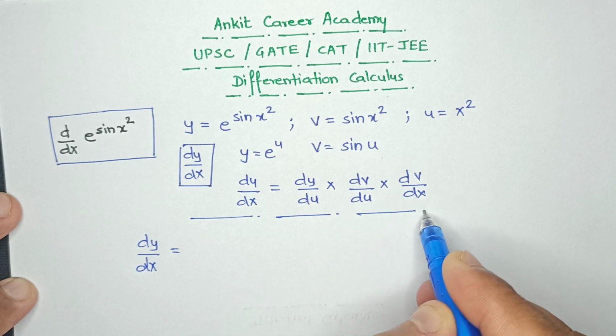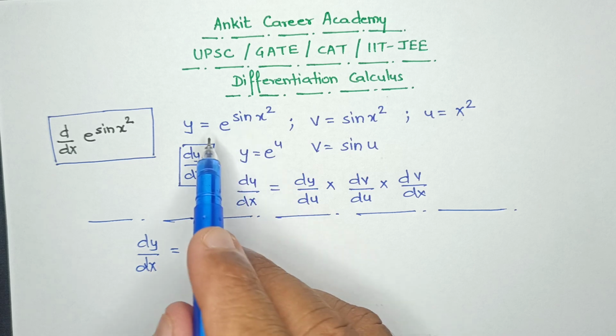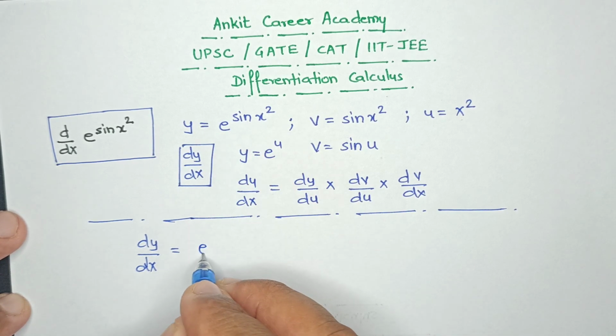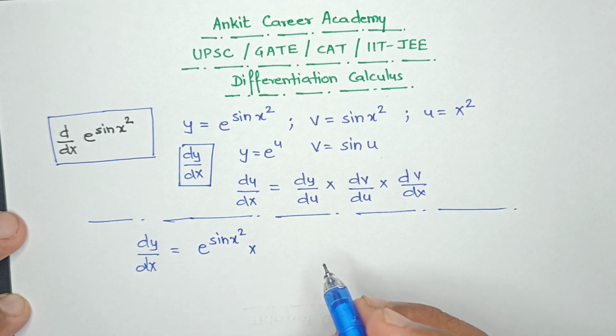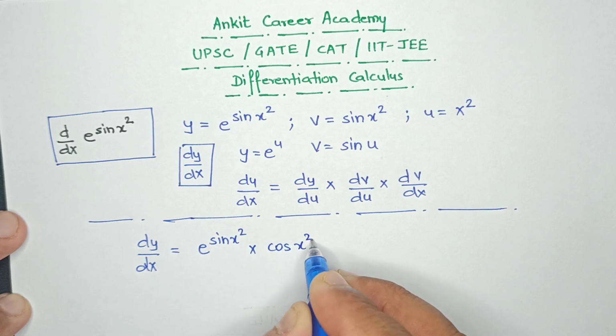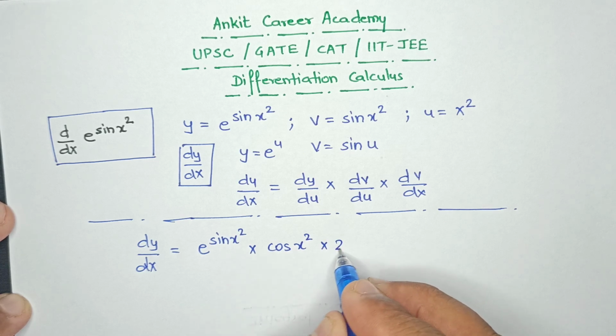Let me tell you one shorter approach to do that using a simple chain rule. So just differentiate every single function that comes along the way. For example, e raised to the power x is e raised to the power x itself. So this is e raised to the power sine x square. Multiply this by the differentiation of sine of x square, which is cos of x square, and then multiply this by the differentiation of x square, which is 2x.